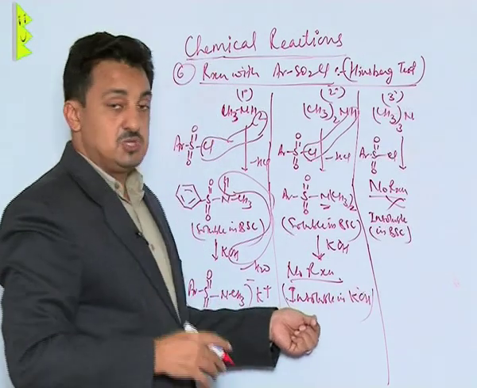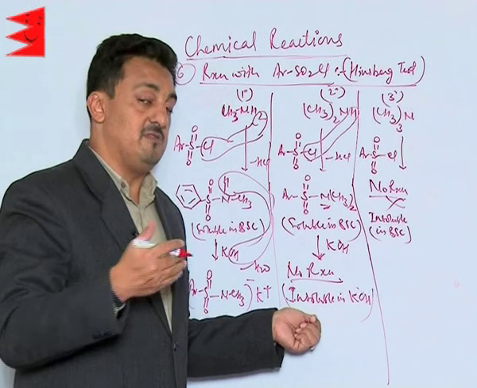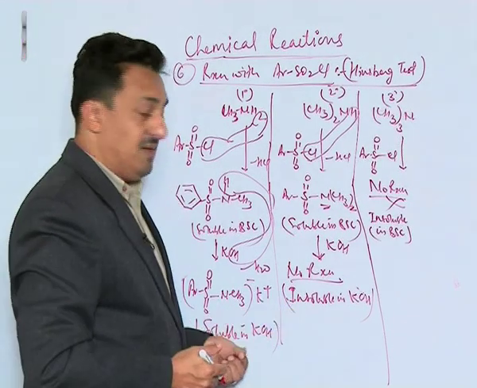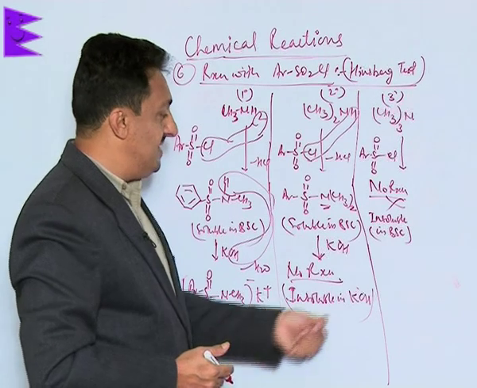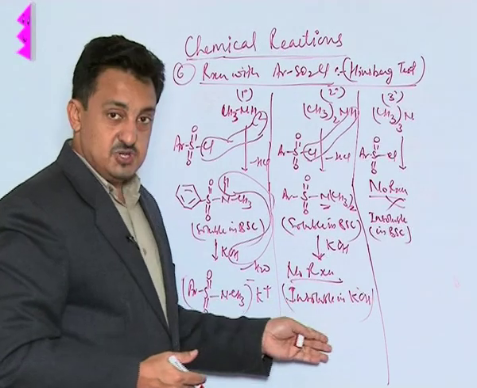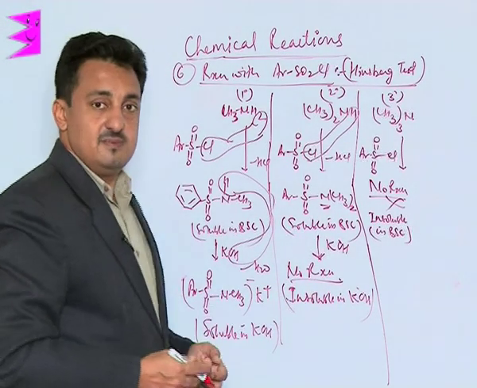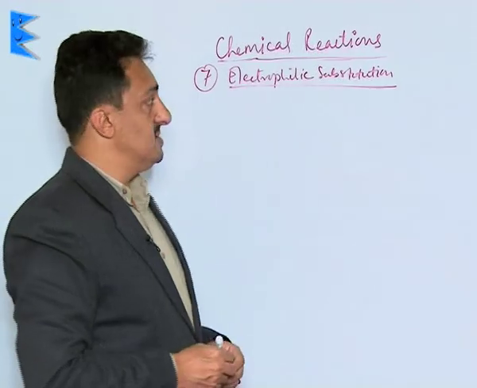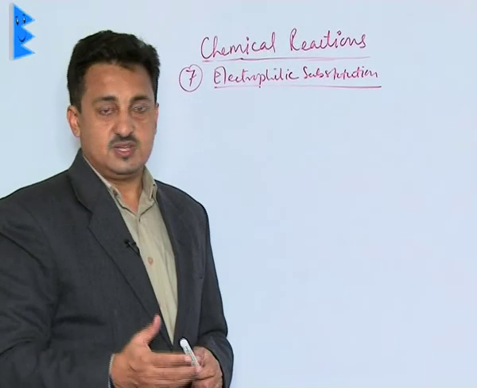So the one which is insoluble in KOH is secondary, and the one which becomes soluble in KOH is primary. So this is how we can easily distinguish between primary, secondary and tertiary amines, and we can separate their mixture. The next reaction is electrophilic substitution reactions.